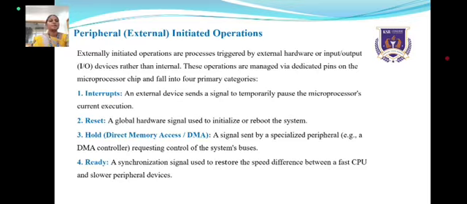Peripheral or external initiated operations. Externally initiated operations are processes triggered by external hardware or input-output devices rather than the internal processor. These operations are managed through dedicated pins on the microprocessor chip and fall into 5 primary categories: interrupts, resets, hold, ready.